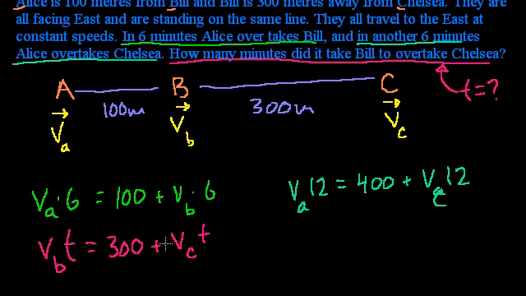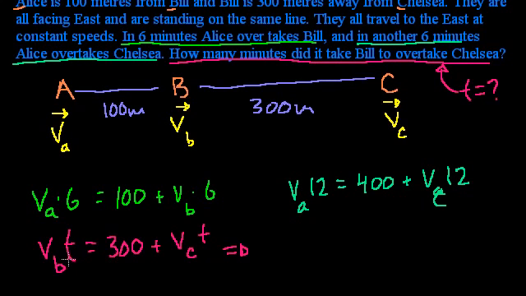And then we essentially are just trying to solve for this time. We want to be able to solve for this. Let's solve this equation. Remember, all of these equations really have the same form. In order for this person to overtake this person in 6 minutes, that means in 6 minutes, she would have to travel 100 meters more than him. In 12 minutes, she would have to travel 400 meters more than Chelsea.